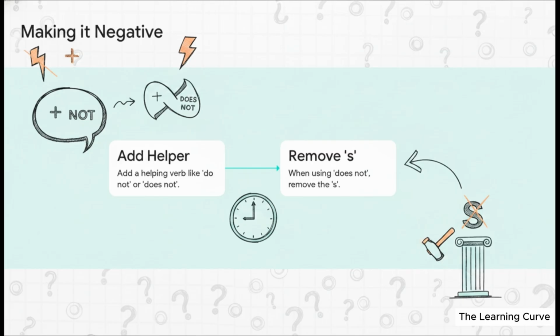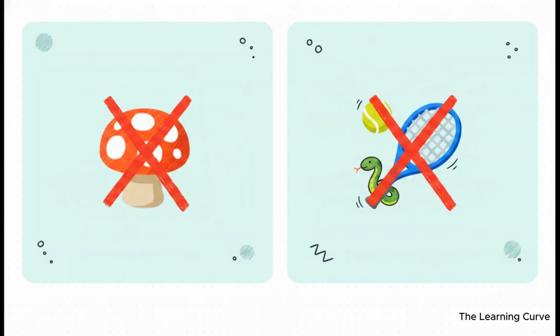Now, step 2 is where people usually get tripped up. When you use does not for he, she, or it, you absolutely must remove that sneaky S from the main verb. The helping verb is already doing all the heavy lifting, so the main verb just goes right back to its base form. Let's contrast the 2 negative forms so you can really see this in action.